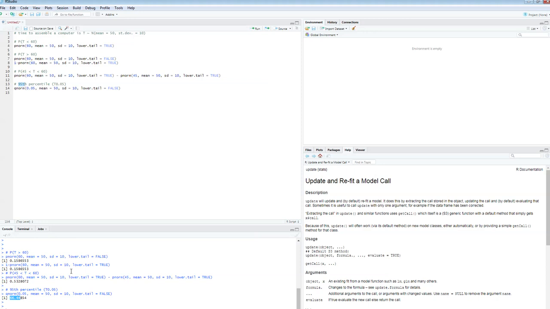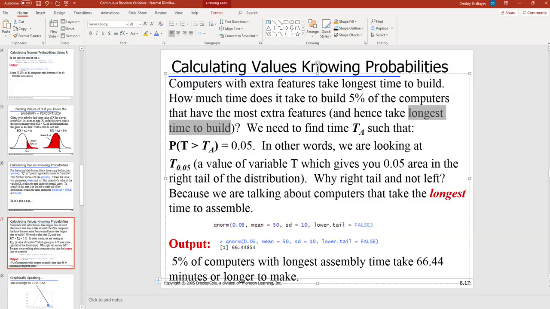That's the statistical language, in terms of statistical lingo. So if you want to translate it into human language, the way it sounds is 5% of the computers that have the most extra features take us 66.45 minutes or higher to assemble. And therefore, the majority of the computers, 95%, take 66.45 minutes or less. So that answers the question that we saw in the slide.